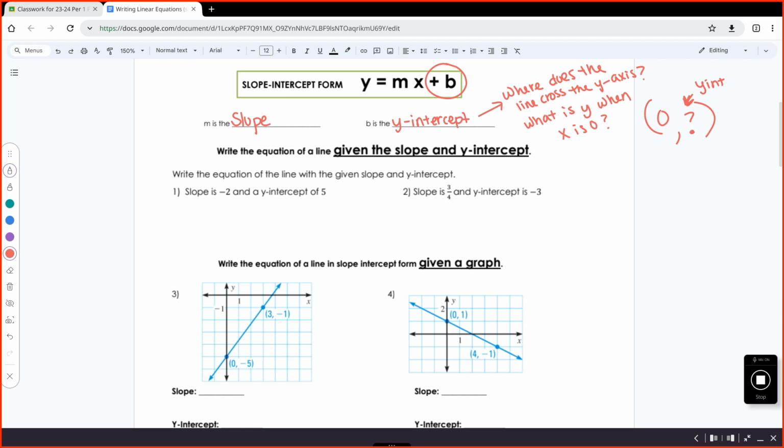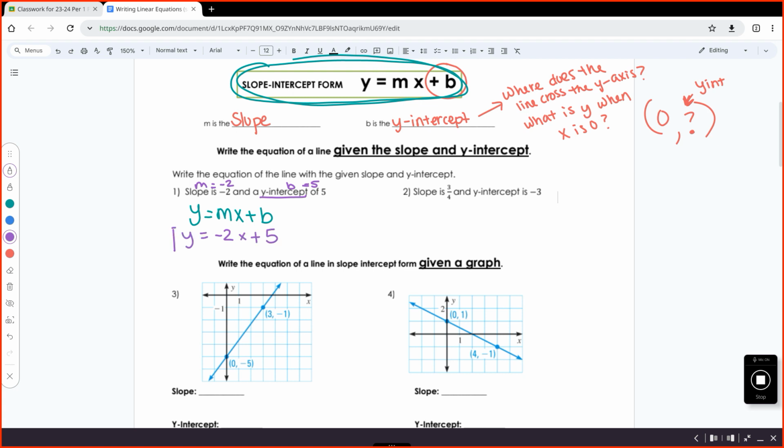All right, so we're going to write the equation of the line given the slope and the y-intercept. We really need to make sure we know this, y equals mx plus b, to do the rest of this. So we're going to start with y equals mx plus b. If our slope is -2, I'm going to replace m with -2. And we know that our b, our y-intercept, is 5. So I'm going to replace b with 5. So here is my equation, y equals -2x plus 5.